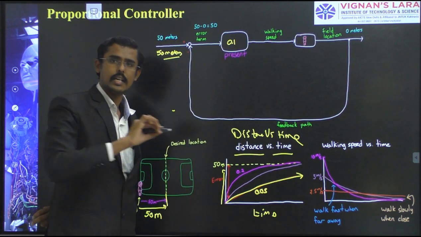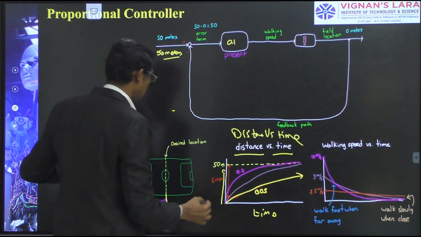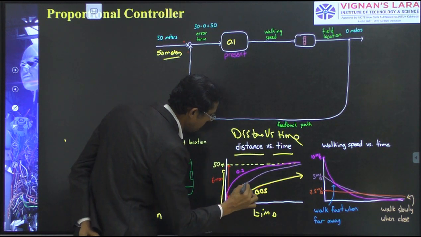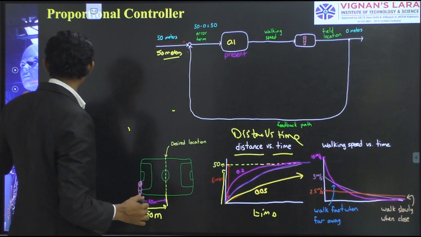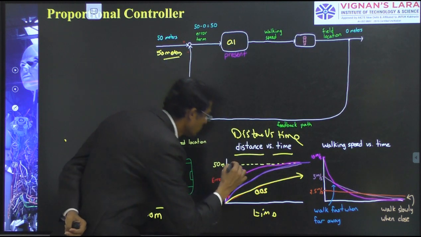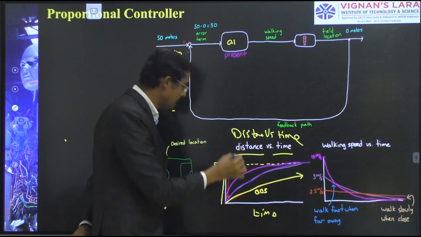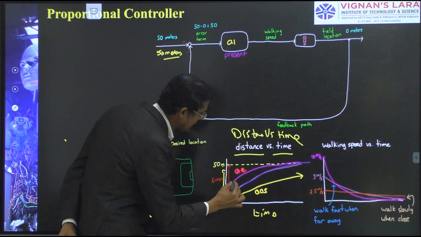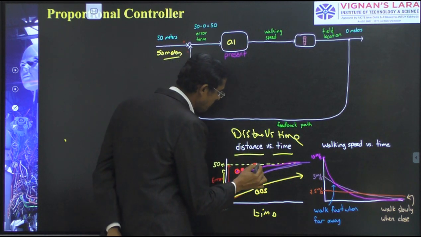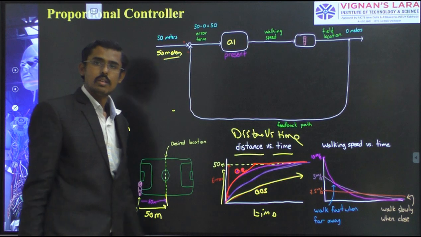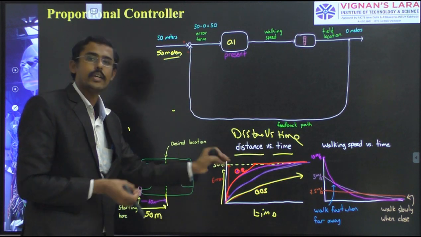I am increasing the gain now. When I increase the gain, it increases a little bit and reaches. I further increase this value to 0.2. You see, the speed rapidly increases, and we have reached the 50 meters here itself. Likewise, when we add a larger proportional constant, we reach the point quickly.